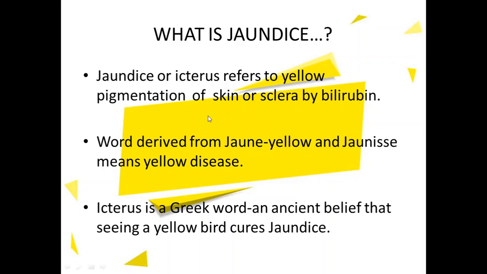Now from where this word jaundice is derived? It was first derived from a word called as jaune, means yellow, which is a French word, and jaunisse means yellow disease. My dear students, in ancient time it was a belief that if you see a yellow bird, it will cure jaundice, and that is why jaundice is also referred as icterus, means yellow bird.